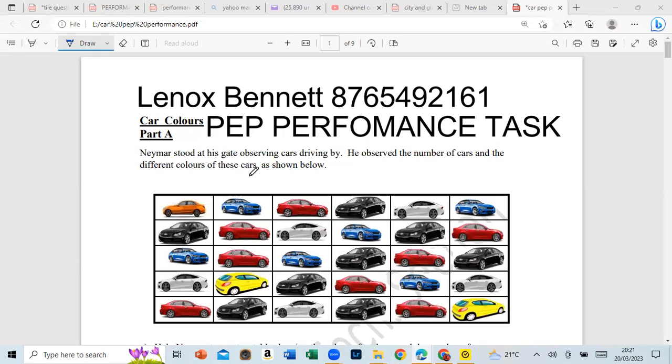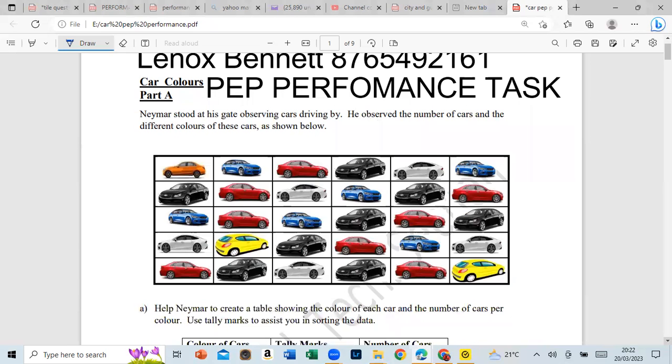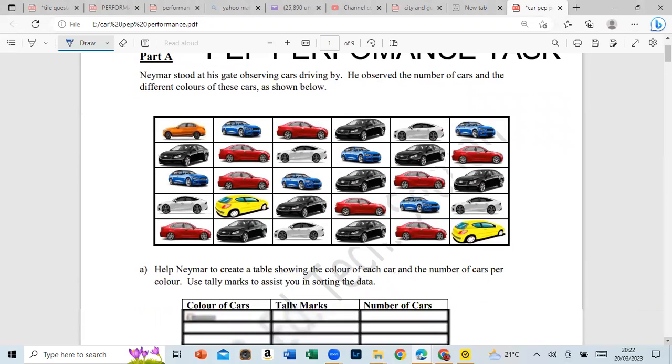Alright, so guys, let's go. It says Car Colors, Part A. Honestly guys, I've not been through the paper. She sent it to me this evening. So here we go. Nehemiah stood at his gate observing cars driving by. He observed the number of cars and the different colors of these cars are shown below. It says help Nehemiah to create a table showing the color of each car and the number of cars per color.